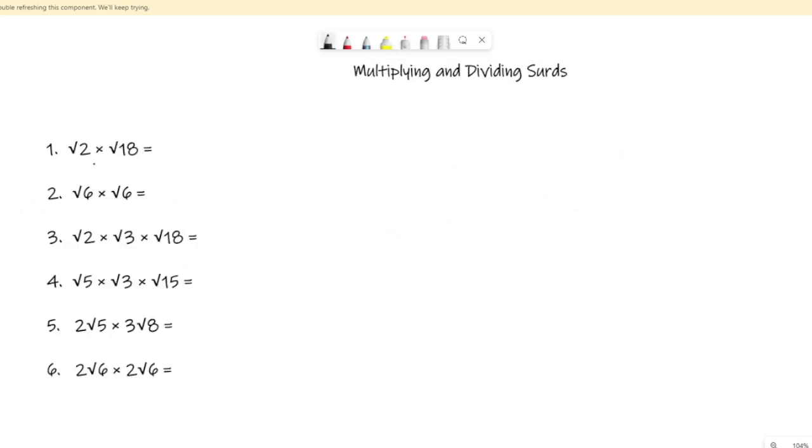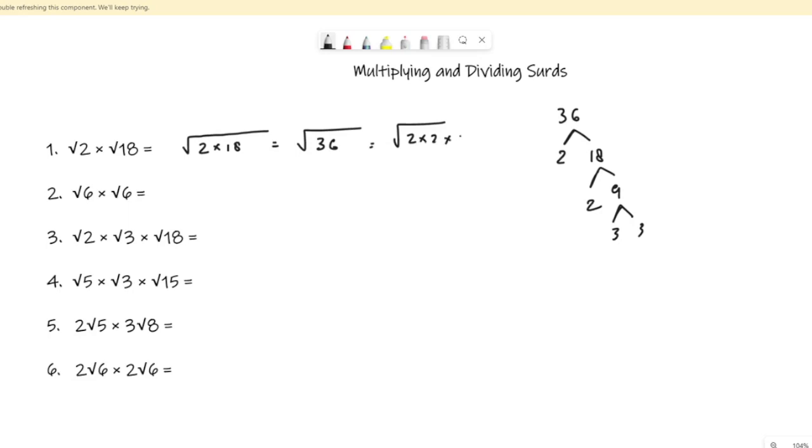Okay, so here we have root 2 times root 18. 2 times 18 gives you 36. Let's do the prime factorization of 36: 2 times 18, 2 times 9, and 3 times 3. We got 2, 2, 3, 3. So you can see we got a group of 2 and a group of 3. From the group of 2, one 2 will come out, and from the group of 3, a 3 will come out, and there is nothing left under the root sign. So only 2 and 3 came outside. 2 times 3 will give you 6. The answer is just 6.